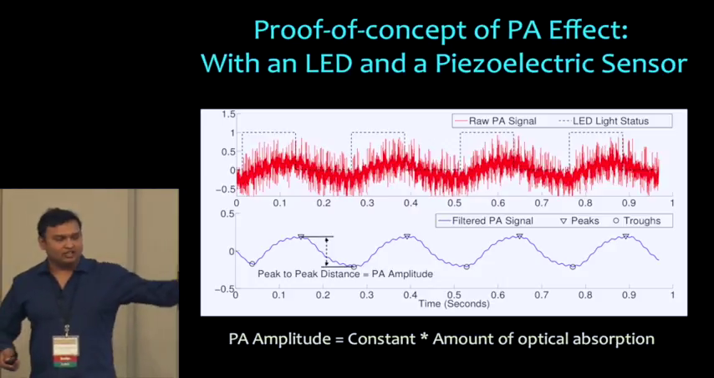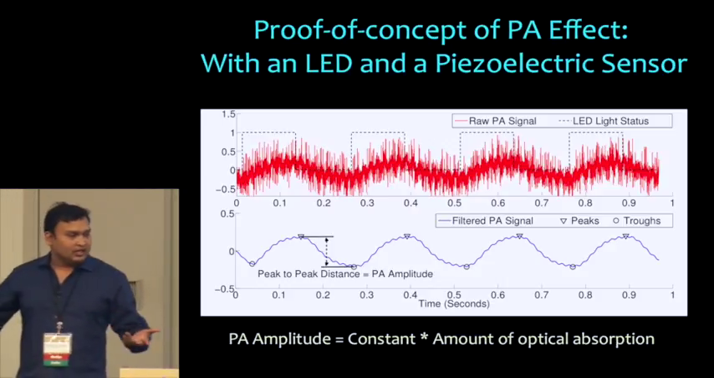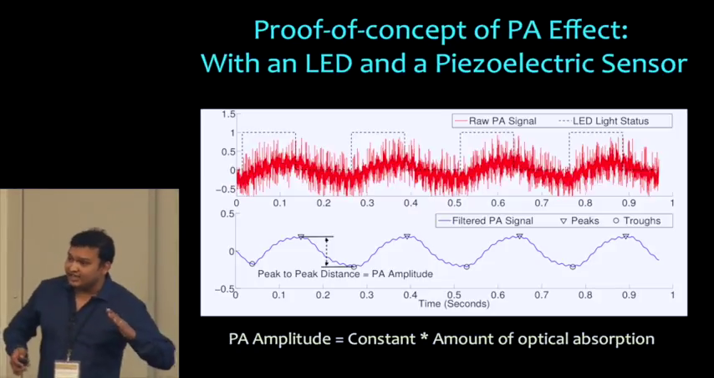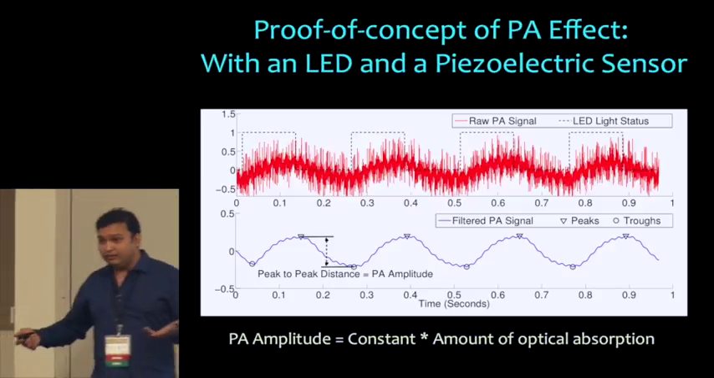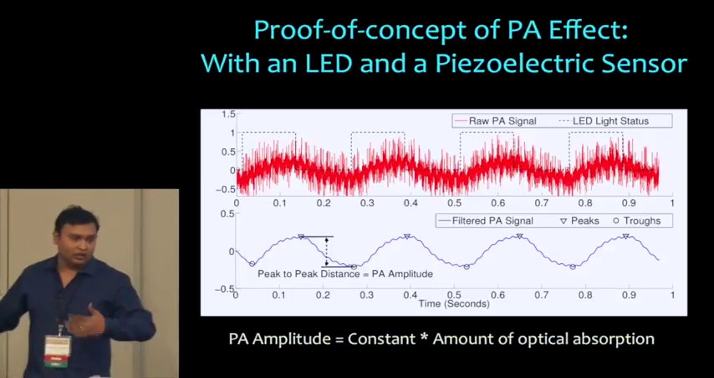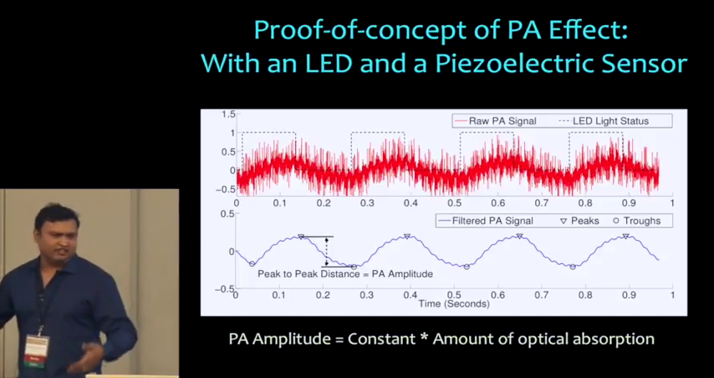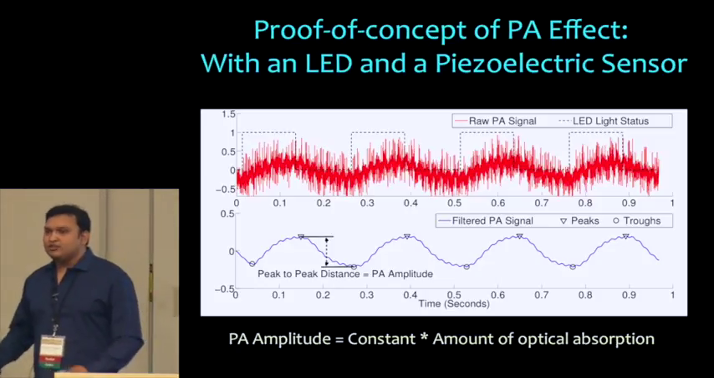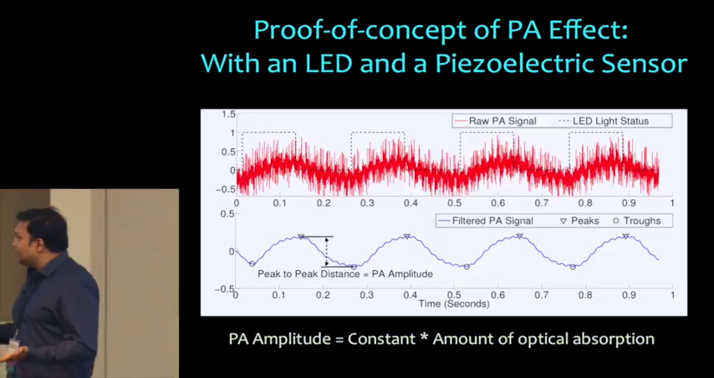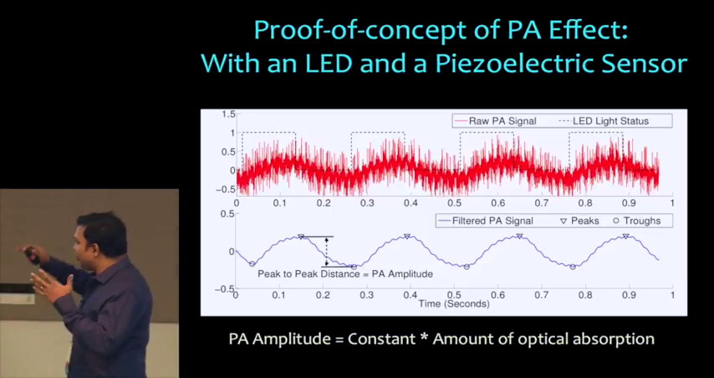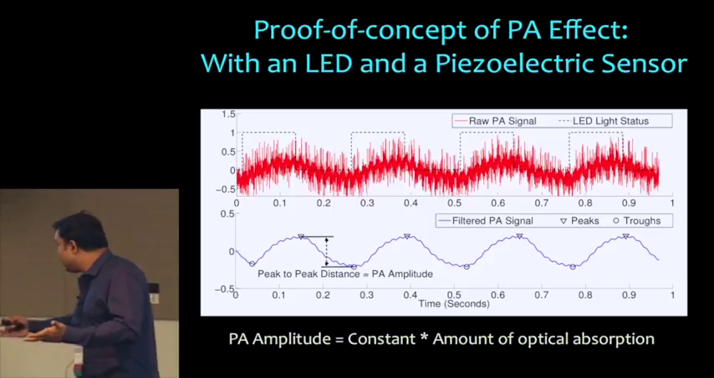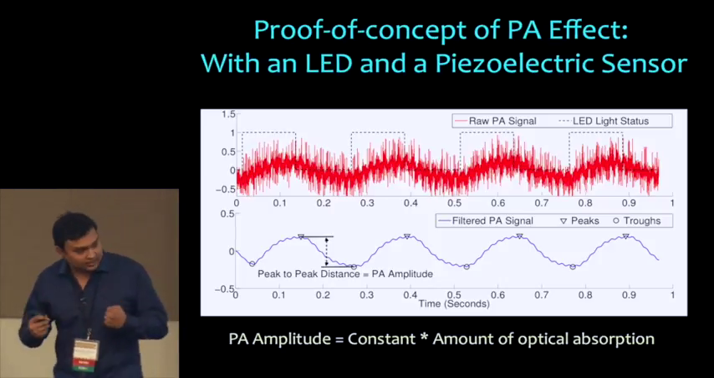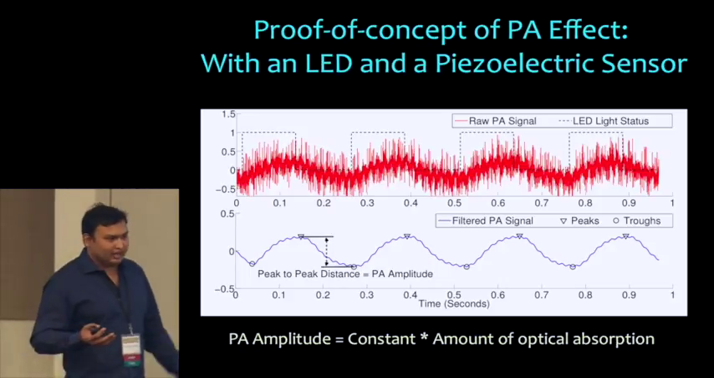In the top sub-figure, the dotted line represents the LED status. As you can see, as soon as the LED is on, the raw photoacoustic signal is trending up, right? And during the absence of light, it's going low. We can easily filter it with median digital filtering, quite easy, and get the filtered photoacoustic signal. Now the question is, what do we do with it, right? The most important parameter that we can extract from the filtered photoacoustic signal is the peak-to-peak distance. In other words, the photoacoustic signal strength. We can also call it photoacoustic amplitude.